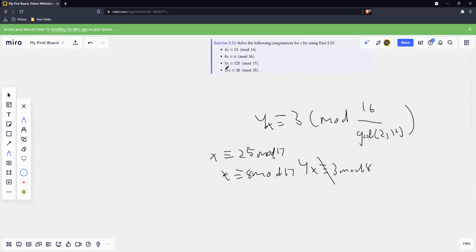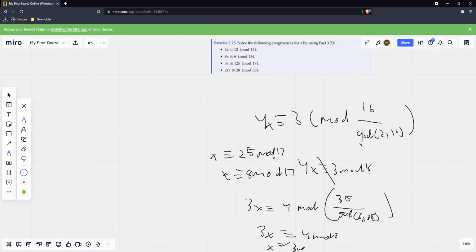And our final question, we can divide everything by 7 because 21 and 28 have a GCD of 7. So 3x equals 4 modulo 35 over the GCD of 7 and 35, which equals 7. And for now, if we just do some eyeballing, and just check some values of x, we see that x is congruent to 3 mod 5 works, right? And you can try it for yourself. 3 mod 5 works, and that's a solution. So yeah, we are done.